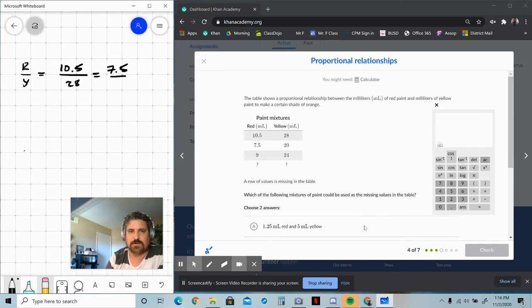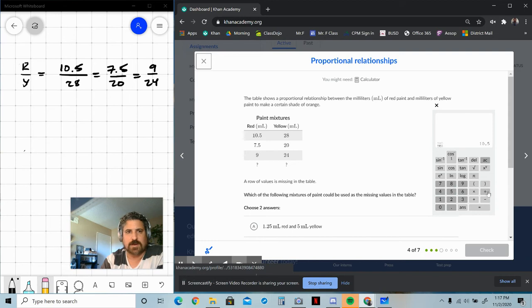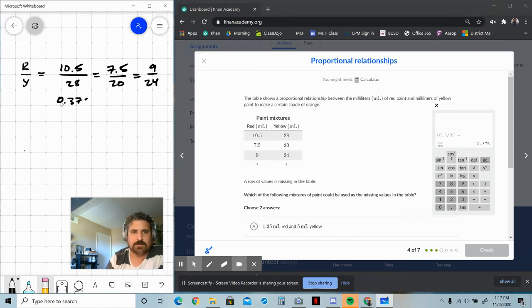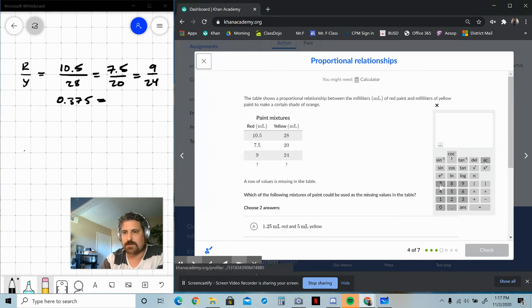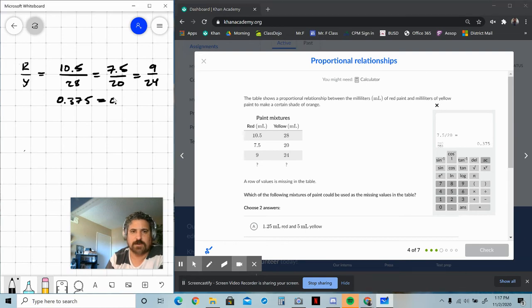7.5 over 20 should be the same as 10.5 over 28. And 9 over 24 should also be the same as all of that. Let's see if all these are in fact the same the way we'd expect. So if we think about it, what do we get here? We get 10.5 divided by 28. That's going to be 0.375. And then theoretically, 7.5 over 20 should be the same. So 7.5 divided by 20 should be the same. That's the same, 0.375, right?